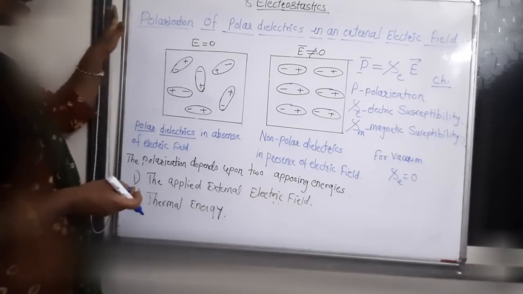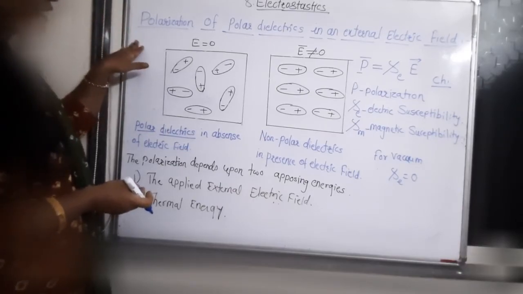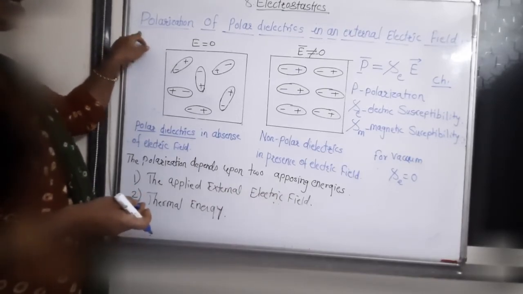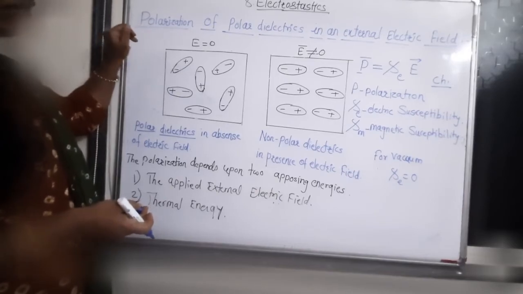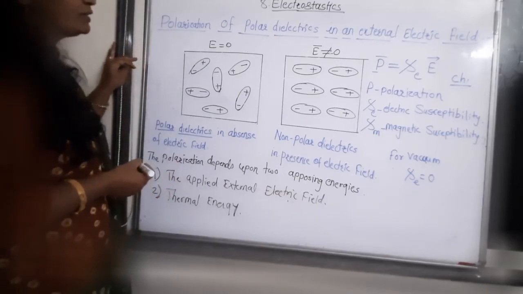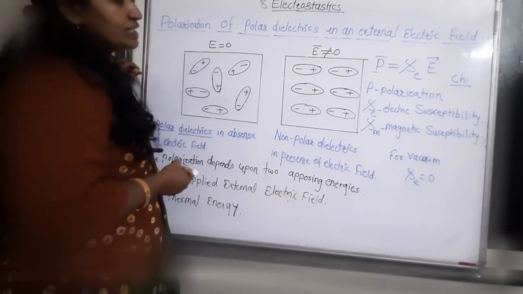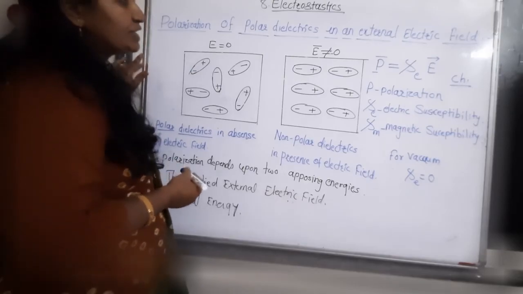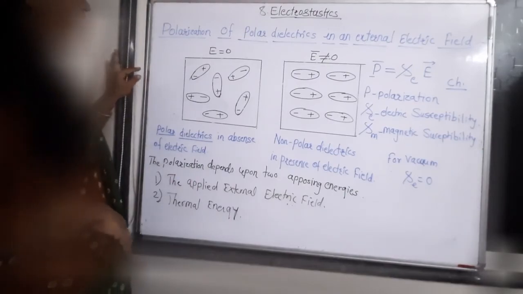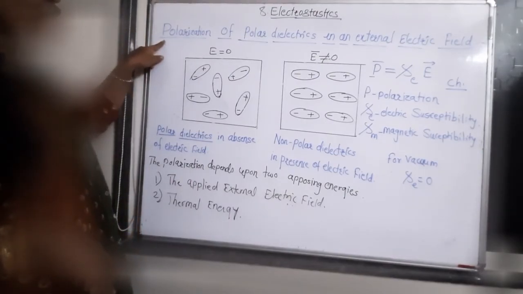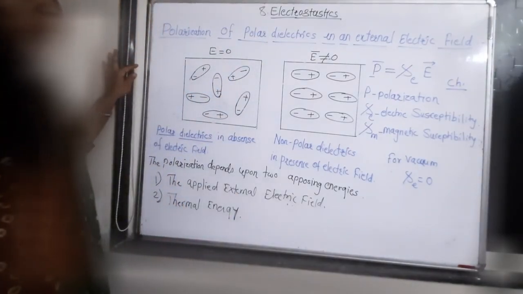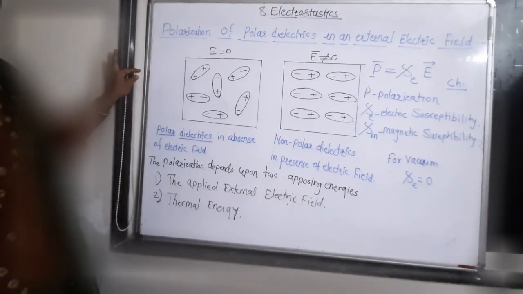So in this session we studied dielectrics, then the two types of dielectrics, polar and non-polar, and then the polarization of polar dielectrics in an external electric field. In the next session we will study the polarization of non-polar dielectrics in an external electric field, and the next point is the reduction of electric field.